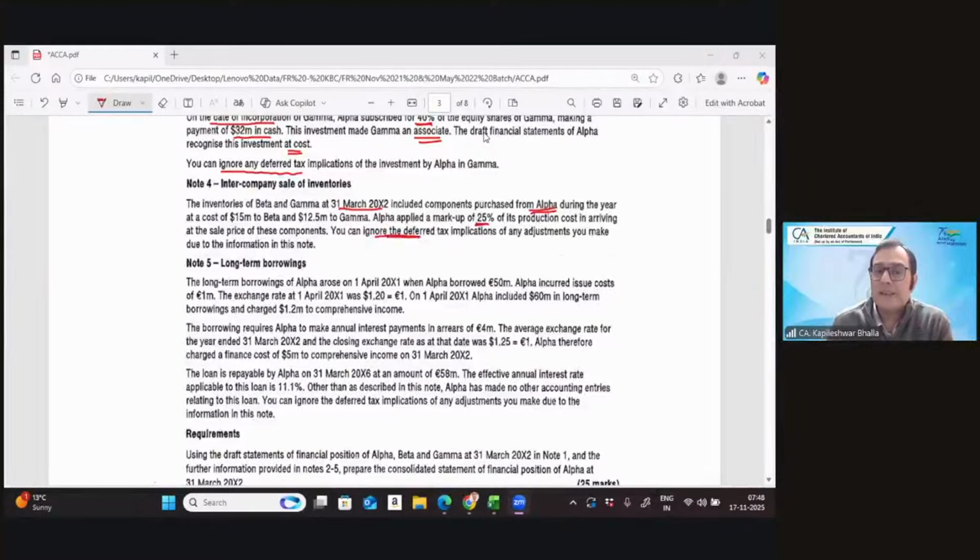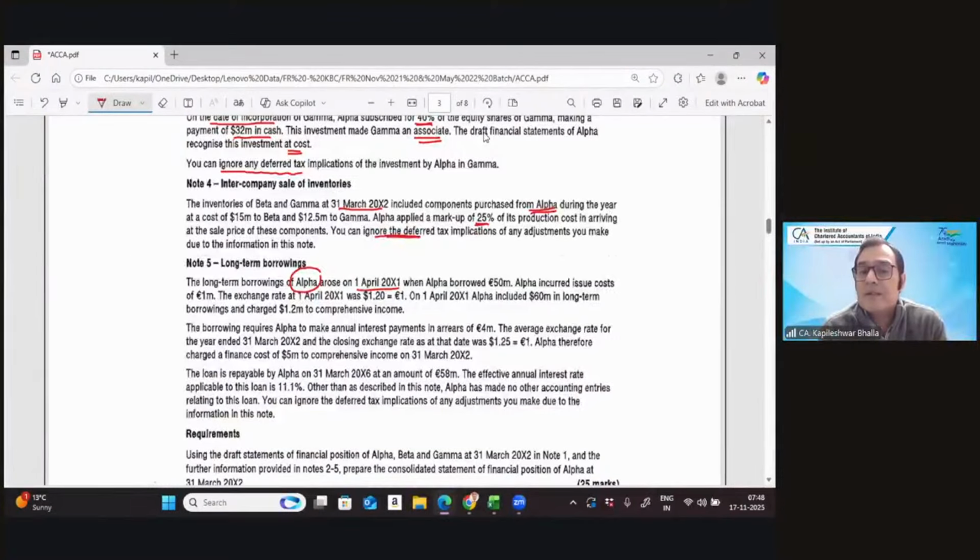Then it says the long-term borrowings of Alpha on 1st April X1. Now this is the borrowings of the parent company. It says the long-term borrowings of Alpha on 1st April X1, when they borrowed a total of 50 million. Alpha incurred an issue cost, which is called a TC in terms of financial instruments. Now it says the exchange rate is given.